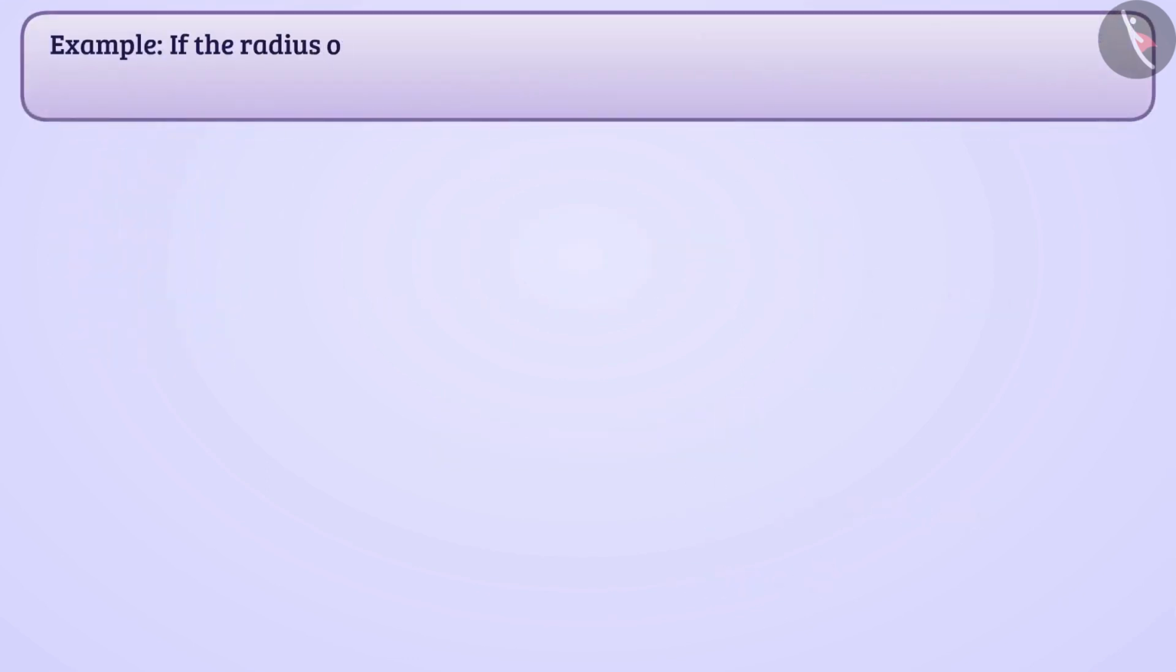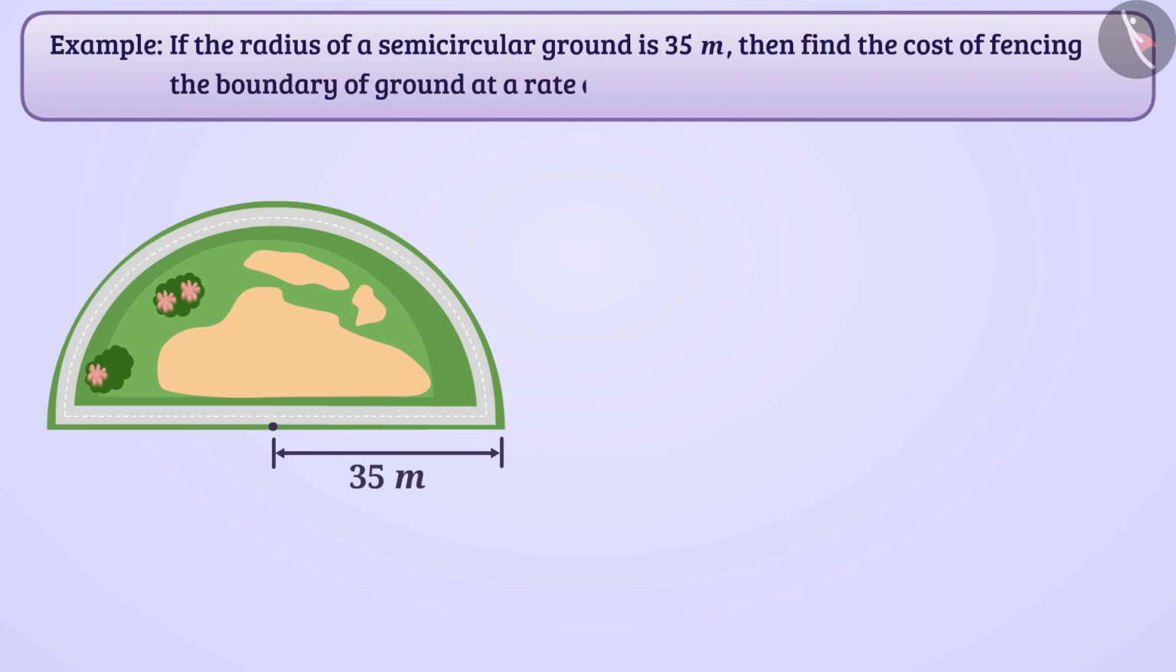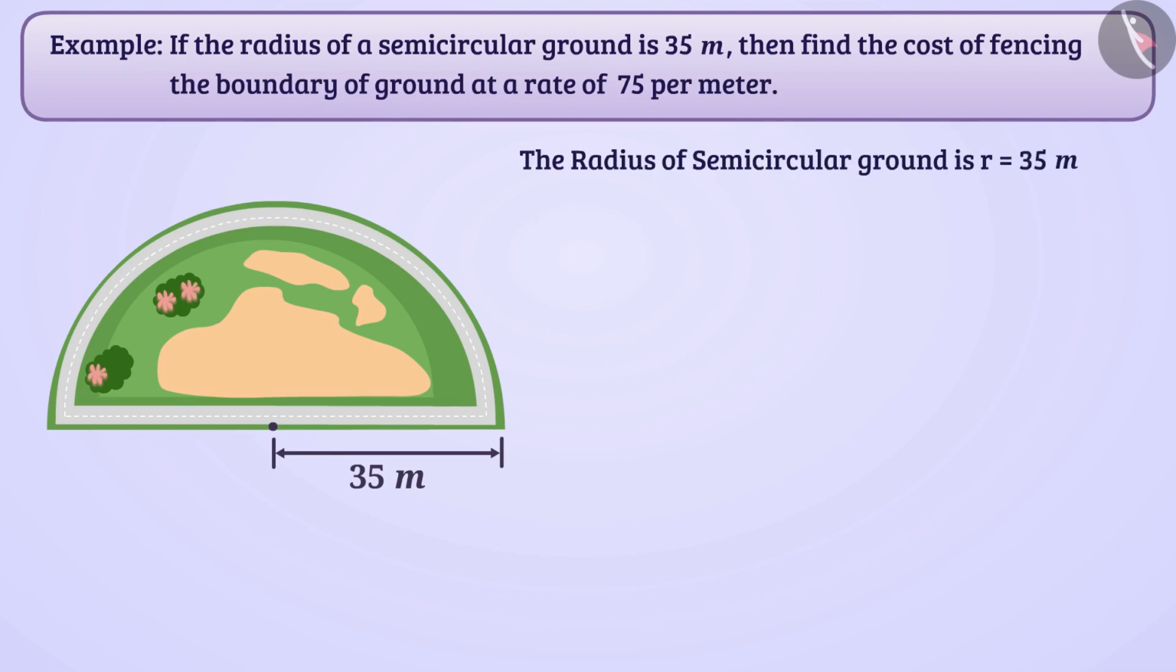If the radius of a semicircular ground is 35 meter, then find the cost of fencing the boundary of the ground at a rate of rupees 75 per meter. The radius of the semicircular ground is r equal to 35 meter. To find the total cost of fencing, we should find the length of the boundary of this ground. That means we have to find the perimeter of this ground.